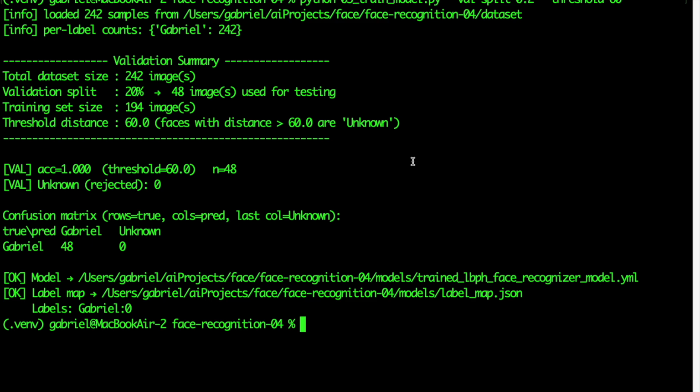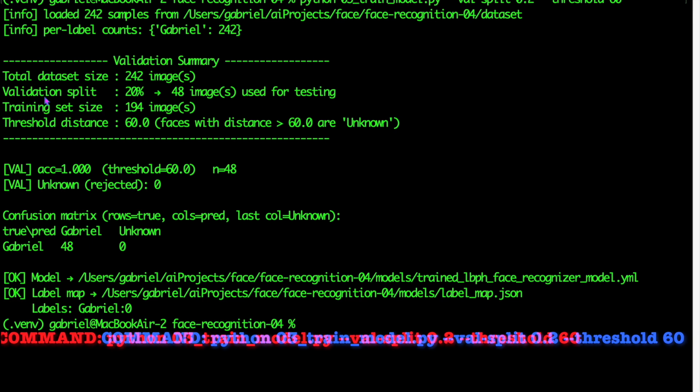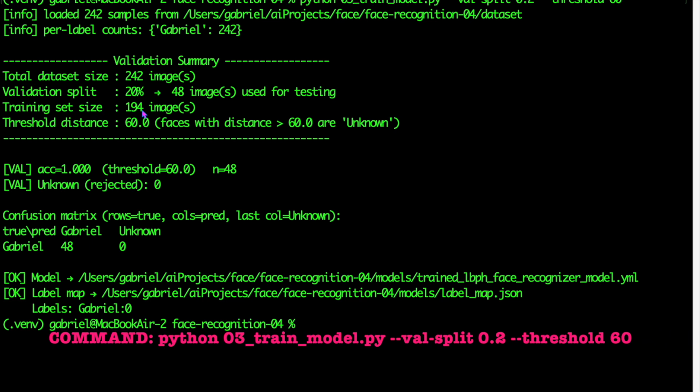These are the metrics. We have loaded this number of samples, and because we have set the validation split to 0.2, or 20%, we got 48 images for validation and 194 images for training.